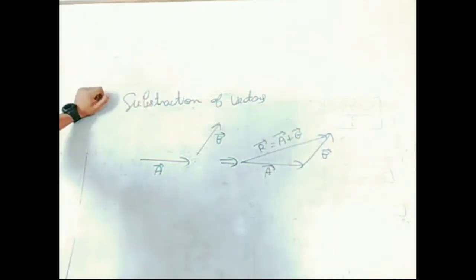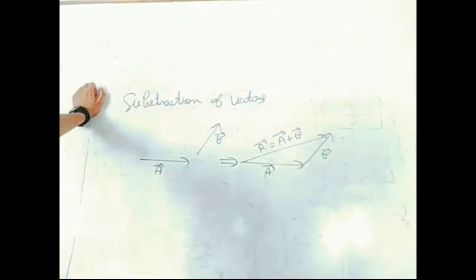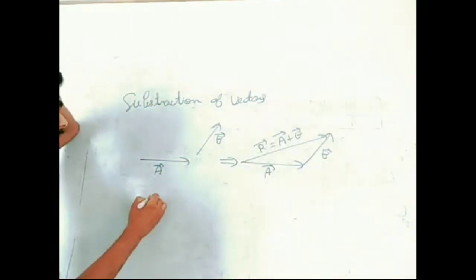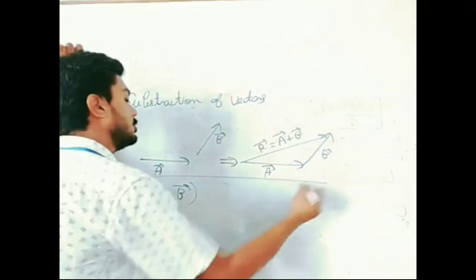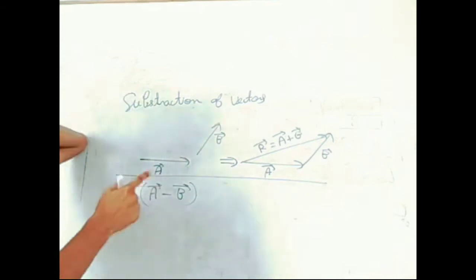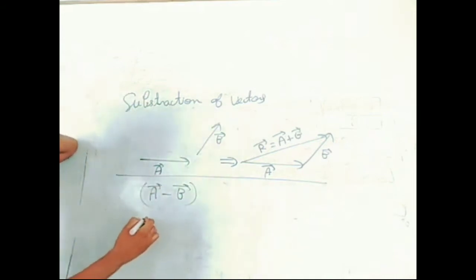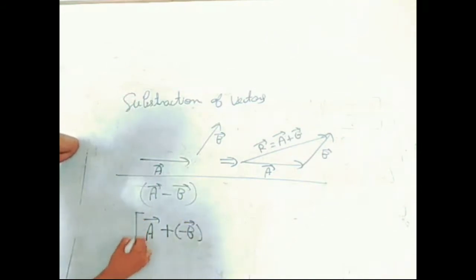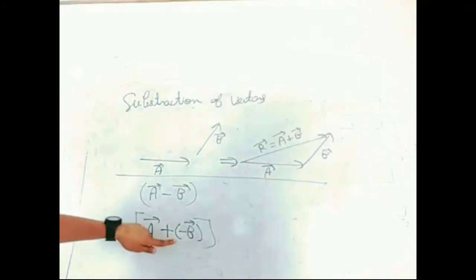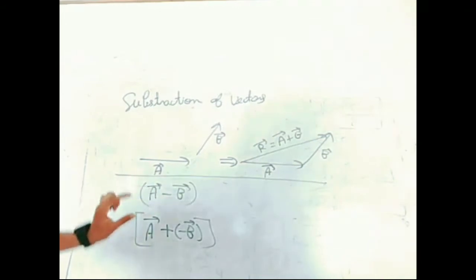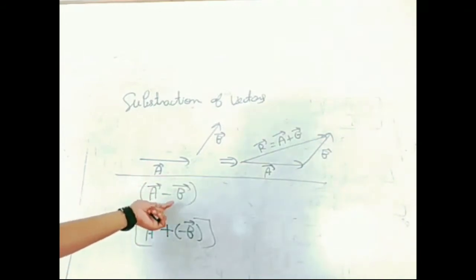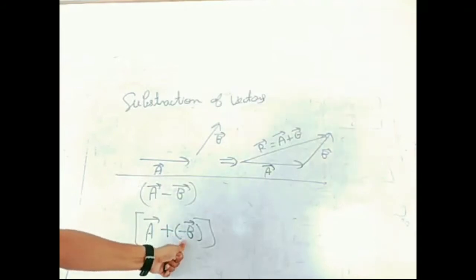But we want subtraction. Suppose you have vector A and we want A minus B. Then how will you perform subtraction? In subtraction, students, you can write it like this: vector A plus minus vector B. There is no problem in writing this equation. When you open the bracket, you will get the same answer, A minus B. Then we are going to subtract using a different process. We write A minus B like this: A plus, in brackets, minus B.